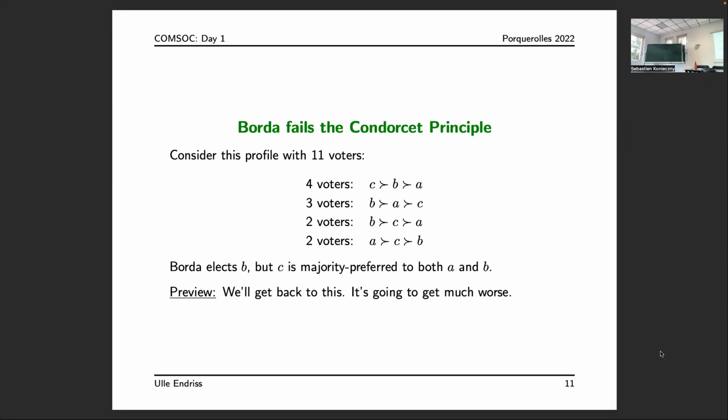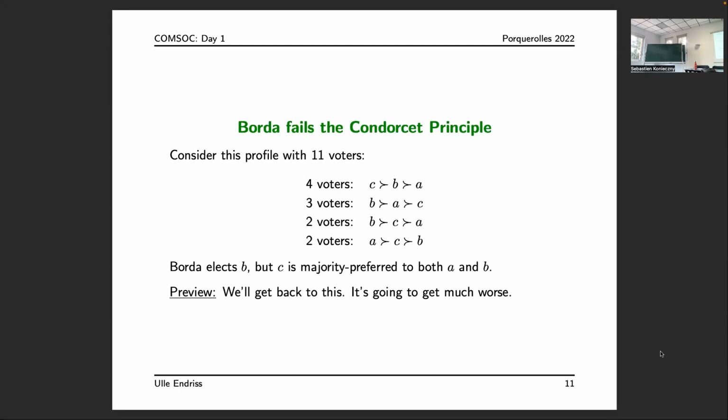A has no chance, it's clear. So let me not add up the points for A, but let's do it for C just to be sure. So it would be 8, nothing here, 10, 12. So it's less than 14. So I think I'm right. B wins the Borda election. So the Borda rule will elect B. That's why I called it B.